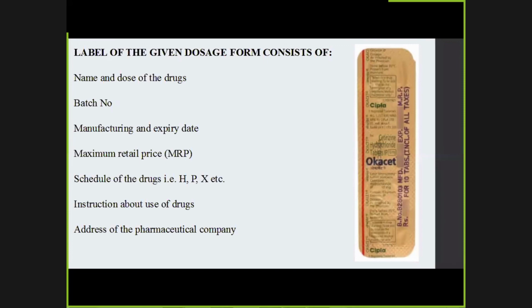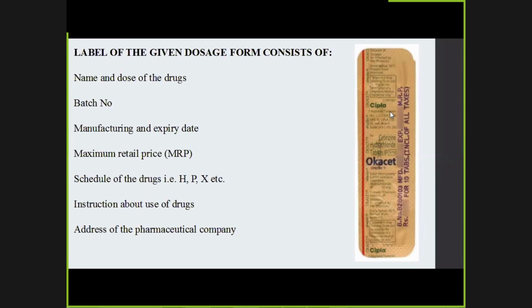The schedule of the drugs would be written in different boxes. Schedule H, Schedule P, Schedule X. There are different schedules. Instructions about use of the drugs. Now, commonly, the instructions would be as directed by the physician. In some scenarios, it is very particular, so that would be mentioned in the dosage form itself on the strip or blister pack. And address of the pharmaceutical company.